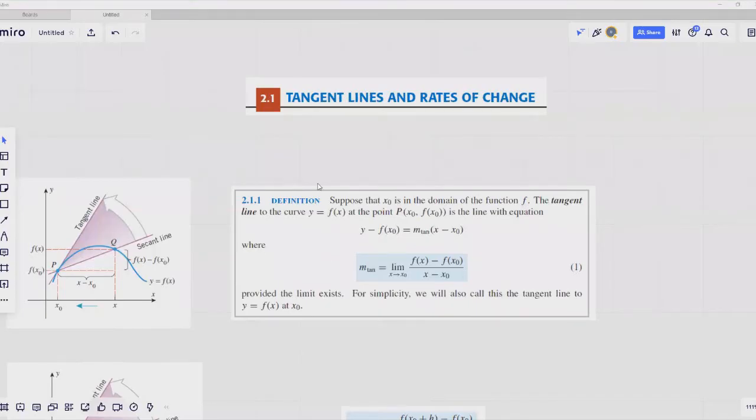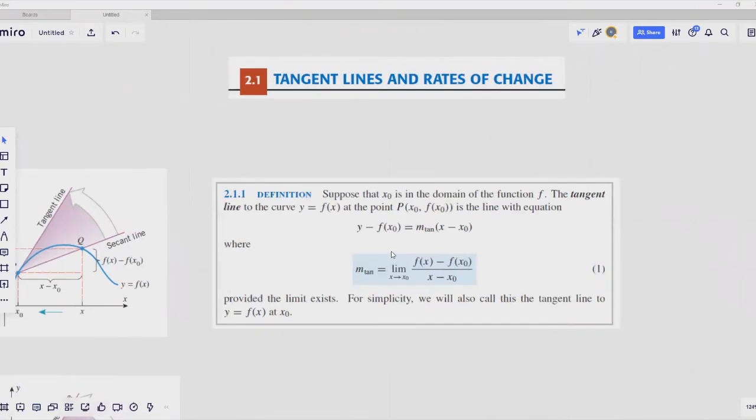Welcome, students. In this video, we are going to study section 2.1 on tangent lines and rates of change. Let's start with the following definition of a tangent line.